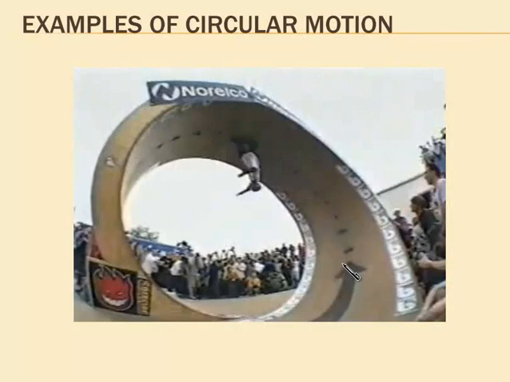Let's take a closer look at what we just witnessed. What we have here in this skateboarder is an object traveling with circular motion. As the skateboarder approaches the loop, let's assume that he does so traveling with a constant speed and in a straight line. On hitting the loop, the skateboarder's direction of travel continuously changes as he goes around this loop.